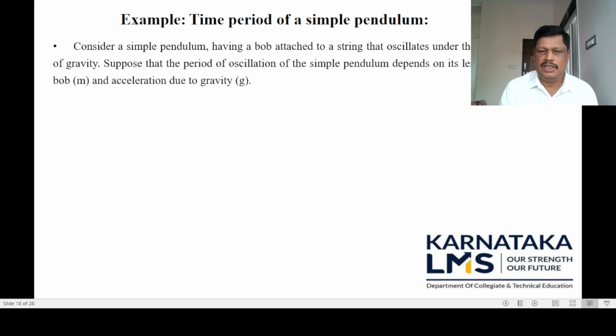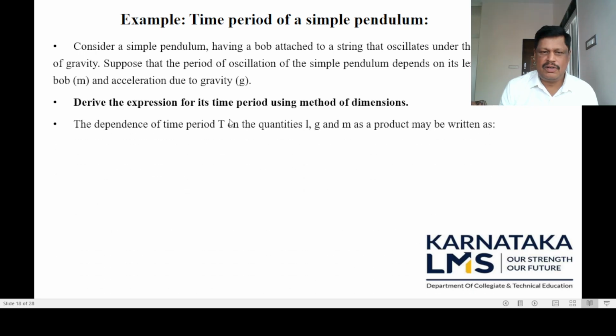If we consider the oscillation of the simple pendulum under the action of gravity, the simple pendulum has the bob attached to one end of the string and the other end of the string is connected to the stand. If the simple pendulum oscillates in gravity, the period of the simple pendulum, that is the time required for one complete oscillation, depends upon the length of the simple pendulum, the mass of the bob, and also the acceleration due to gravity. Derive the expression for its time period using the method of dimensions.